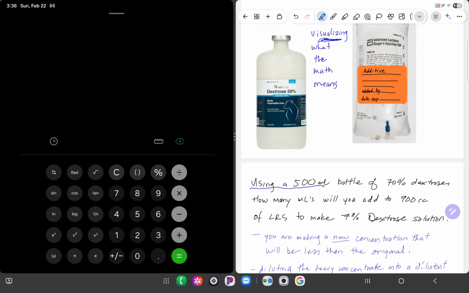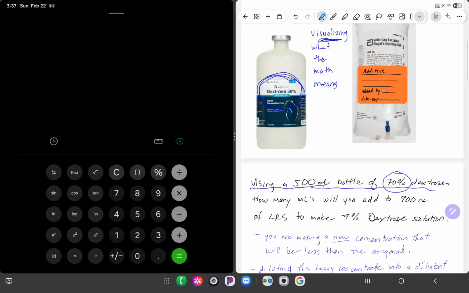Let's first try to visualize a 500 ml bottle of 70% dextrose, which is what we're going to buy. 70% should be a trigger for you that tells you that is heavily concentrated. And we would never give somebody 70% dextrose straight out of the bottle. We would never do that. Even in an emergency, when an animal is super hypoglycemic, it is not registering on the blood glucometer, we still are not straight up giving it. We are diluting the 70% dextrose, or on this bottle it says 50% dextrose. Either way, we are diluting it.